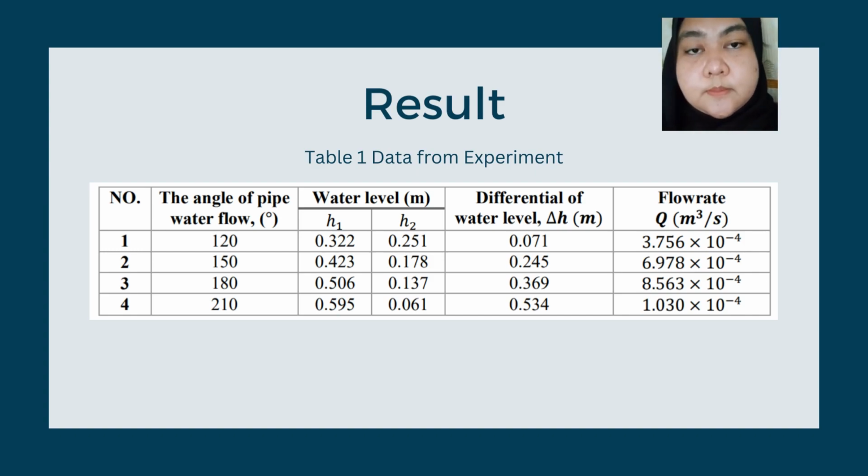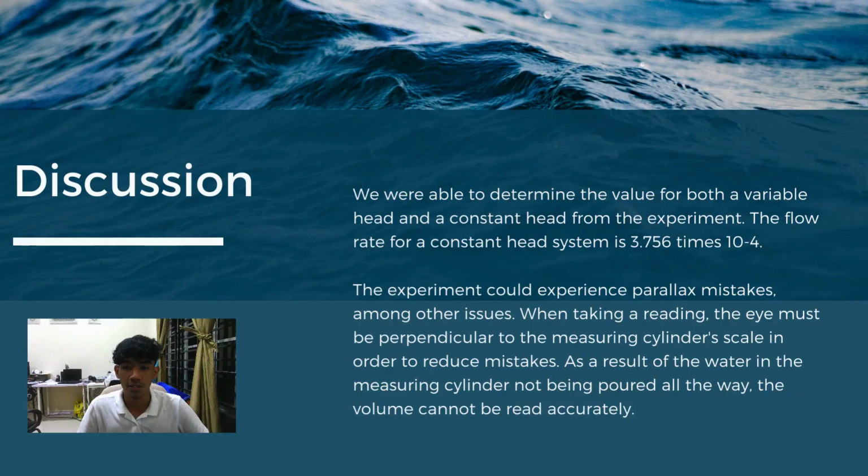After that, using the Bernoulli equation, Q equals A2 CD square root of 2gh over 1 minus beta to the power of 4. So the discussion is that we were able to determine the value for both a variable head and a constant head from the experiment. The flow rate for a constant head system is 3.756 times 10 to the power of negative 4.